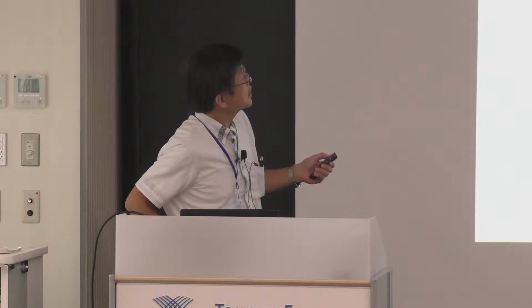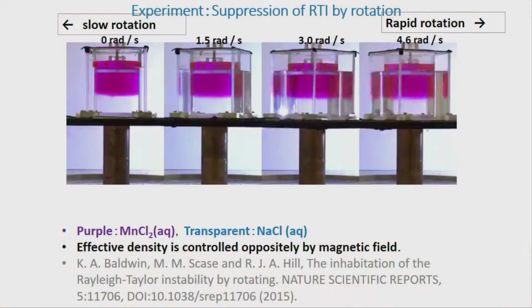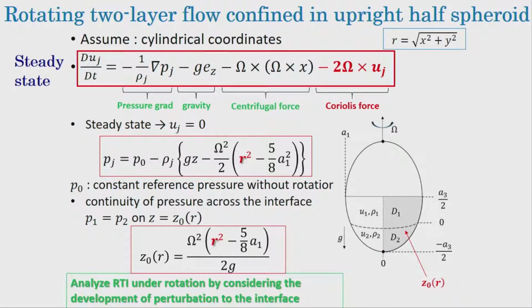This experiment shows there's no rotation, and by applying higher rotations, this heavy fluid, without rotations, heavy fluid is unstable. But by applying rotations, this density separation can be maintained for a longer term. This experiment was made by Scase in 2015, and hinted by this, and also by their analysis, we applied the following analysis.